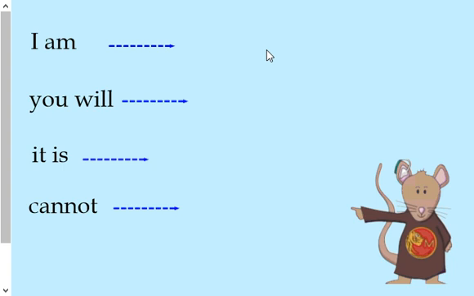4 more for you to have a go at. Couple of minutes. Press pause while you're having a go. Press play when you're ready to see the answers.